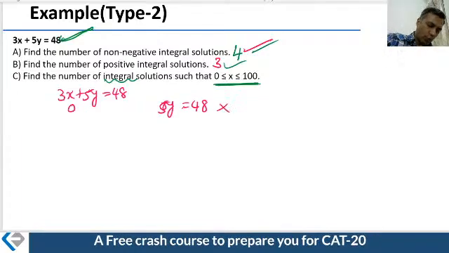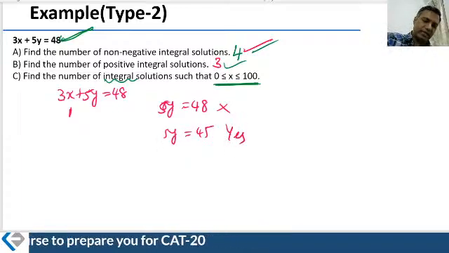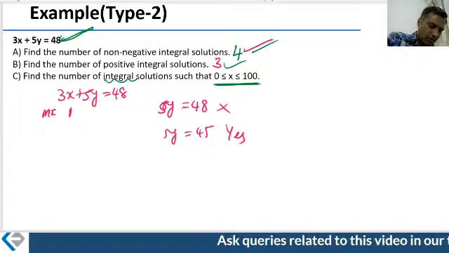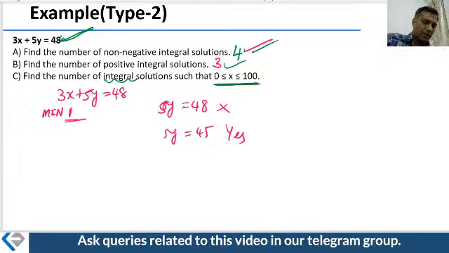No. Okay, put x equal to 1. So therefore 5y is equal to 45. Is y an integer? Yes. Therefore, what is the smallest value of x? 1, because x should lie between 0 and 100. Fine. Minimum value of x is 1.